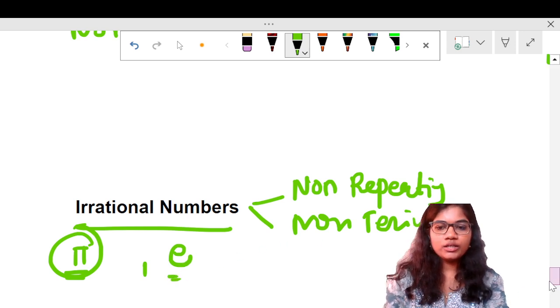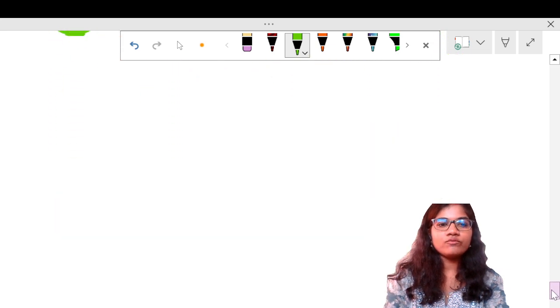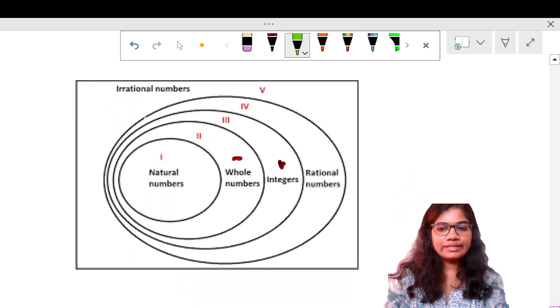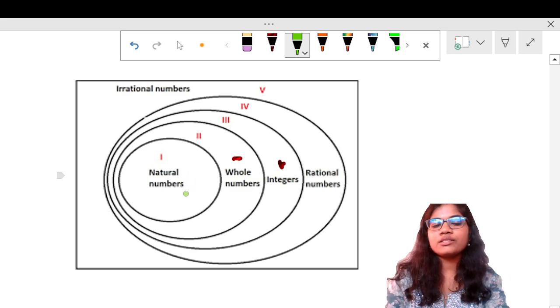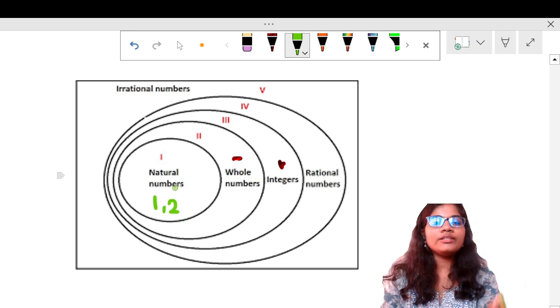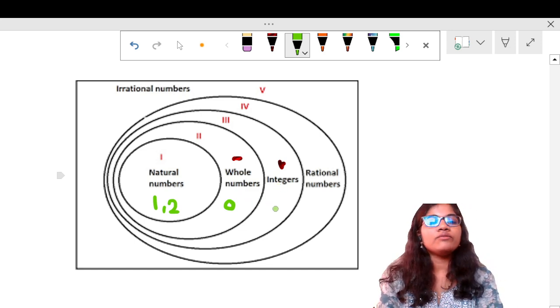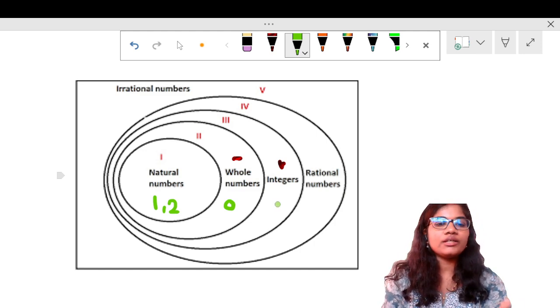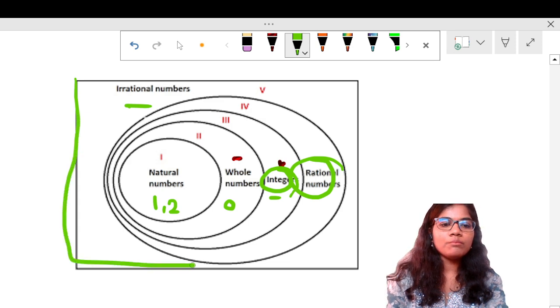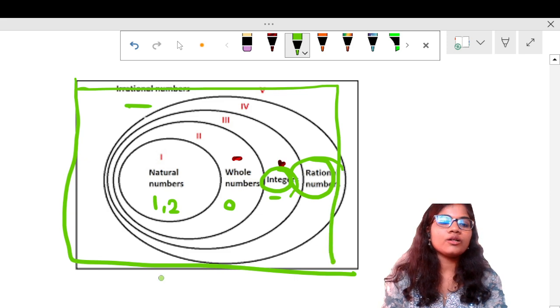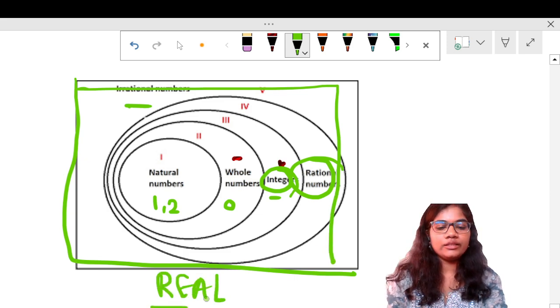Understood? Now, can I draw the Venn diagram for all these numbers? Yes. You can see here, these are the first numbers, the natural numbers. They start with 1. Then I'm adding 0 to this set, and we get the whole numbers. And when we talk about positive and negative numbers, we get the set of integers. Then we talk about rational numbers and the irrational numbers. All these numbers together are nothing but the real numbers.